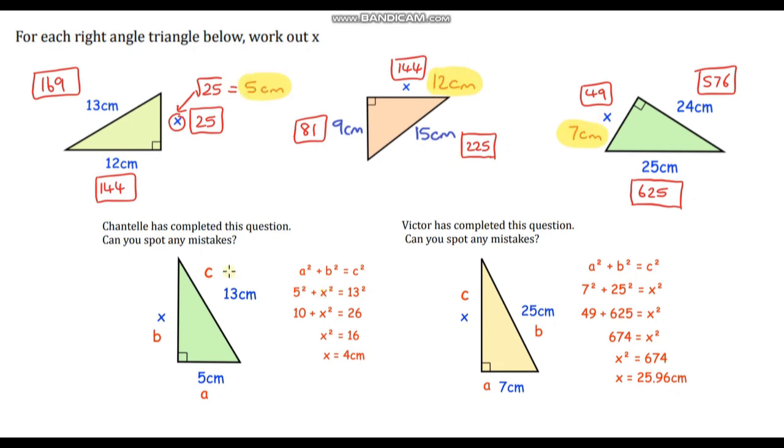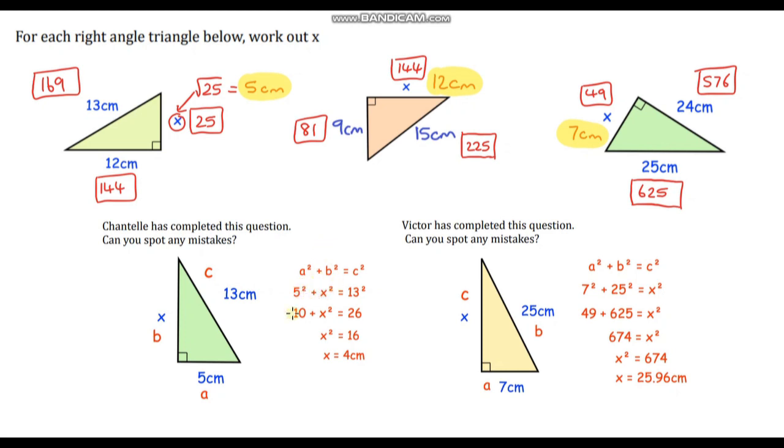Okay, let's look at the next question. Chantel has completed this question. Can you spot any mistakes? So she's completed it algebraically. She's written out A, B and C for her 3 side lengths and written down the formula a squared plus b squared equals c squared. So that's all fine. Now she's substituted in her values. For A, she's put in 5, which is correct. For B, she's written in x, which is correct. That's the one that she doesn't know and she's trying to work out. And then for C, she's written in 13. So that's all fine to begin with.